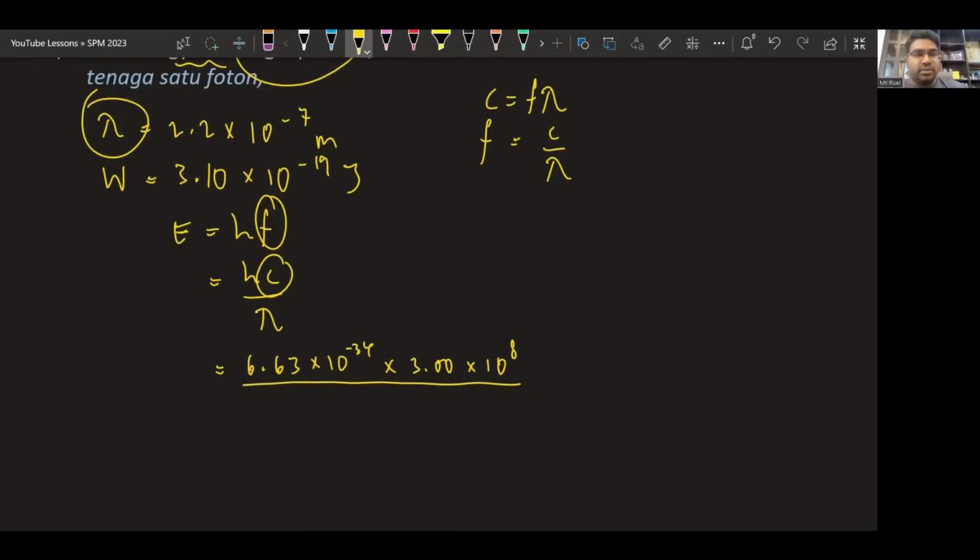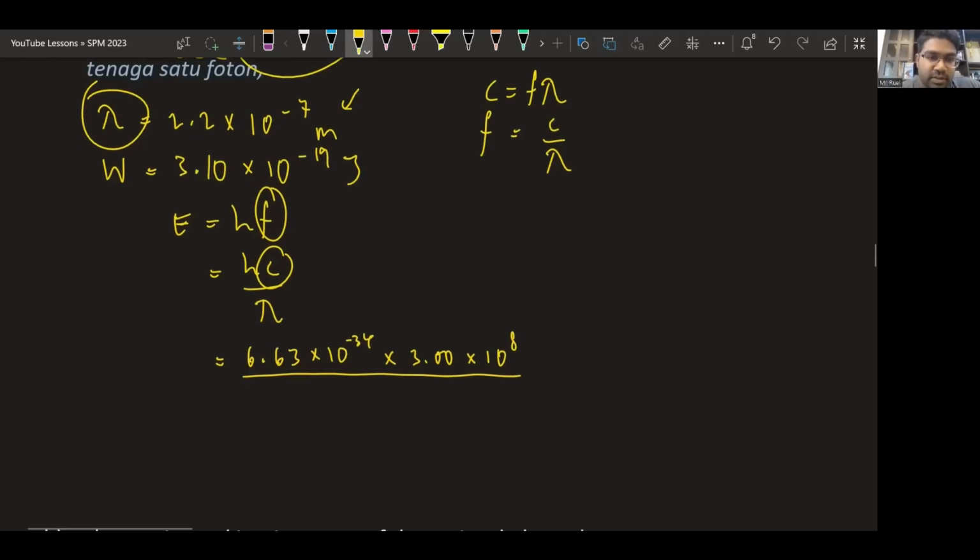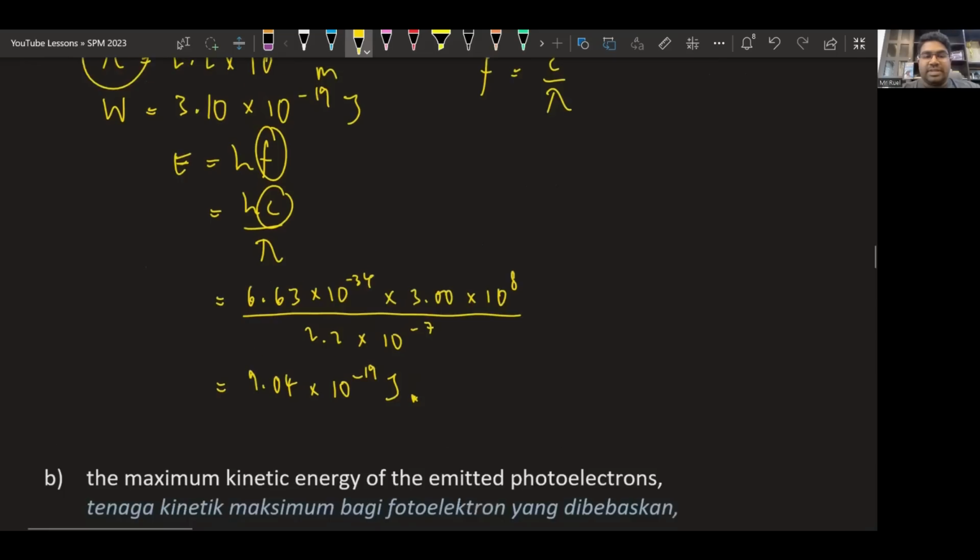Lambda here is also given. This is 2.2 times 10 to the power negative 7. Here we don't have to use the work function yet. And the answer that we get here is 9.04 times 10 to the power negative 19 joules. So this is the energy of a single photon.